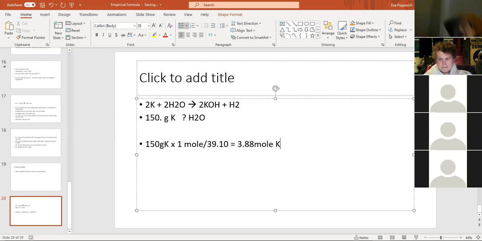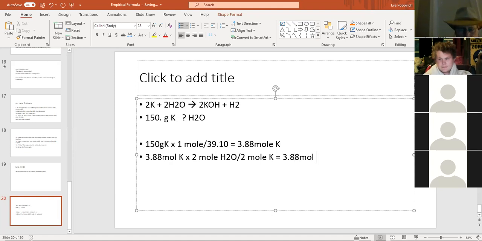Okay. What did I say? The next thing we do is find the mole ratio between the two. What is that molar ratio? 2 moles of H2O over 2 moles of potassium. So I basically get my 3.88 moles back. But in this case, it's now moles of water and not moles of potassium.